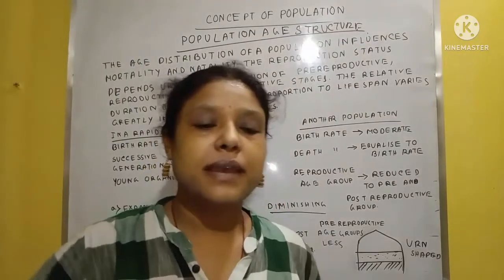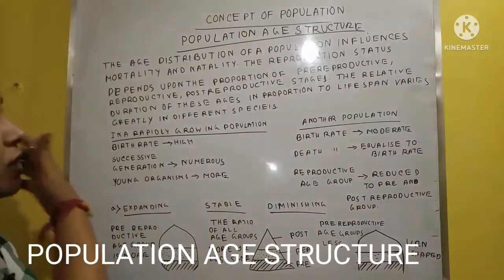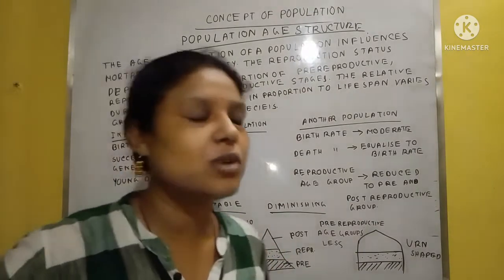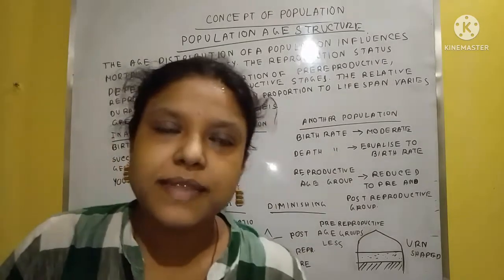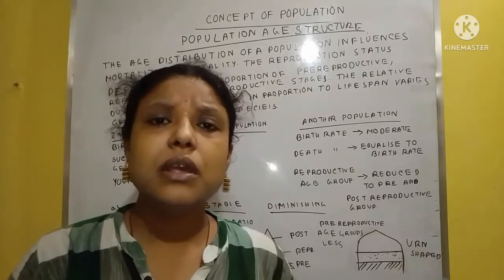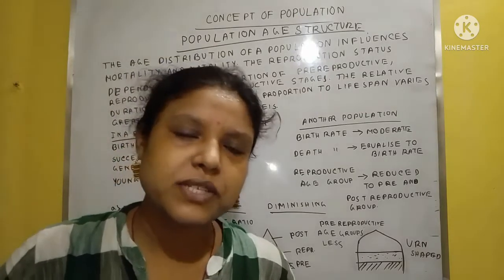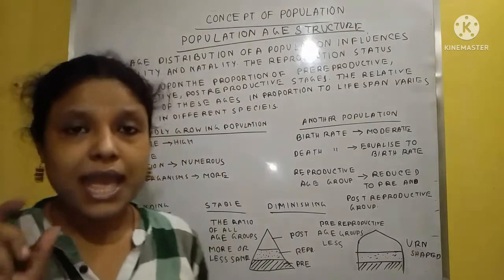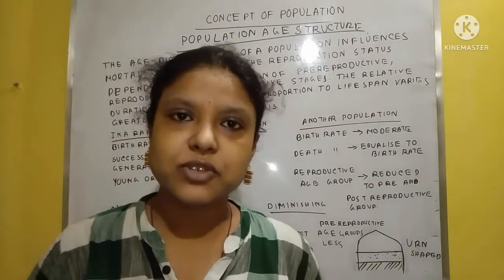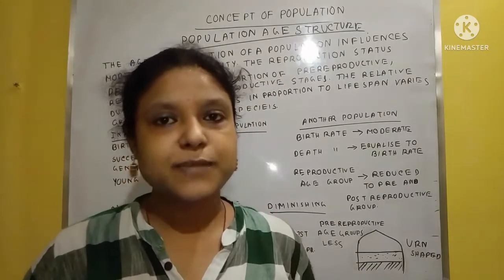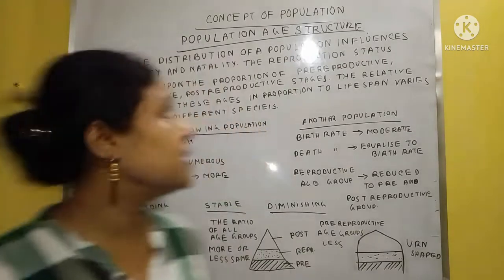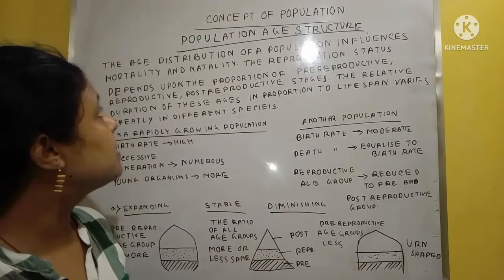What is this? This is the topic. Today's topic is the age structure, population age structure. Before going to this topic, in my previous video, I explained about population ecology and its attributes, up to mortality, and I will explain the other attributes in my next videos. So today's topic is a very brief topic, the concept of population and population age structure.